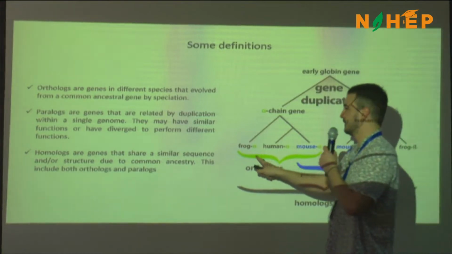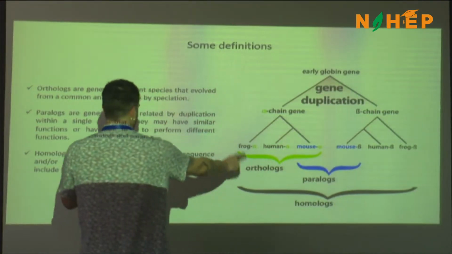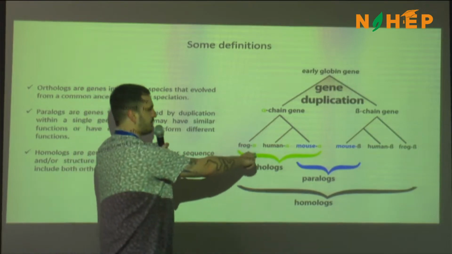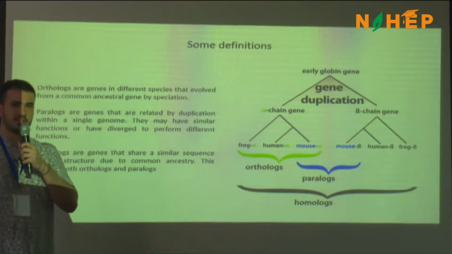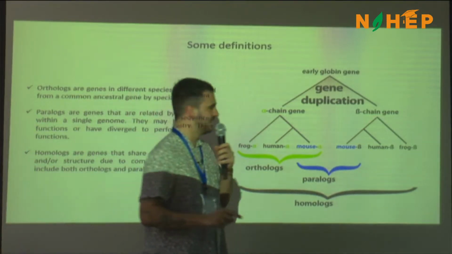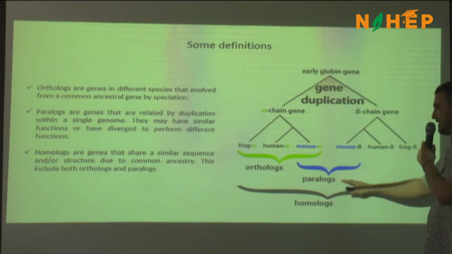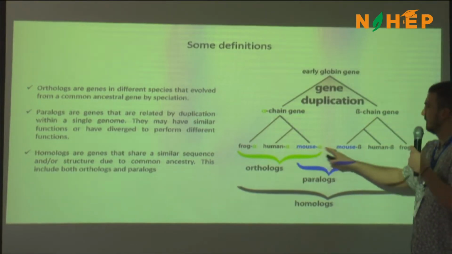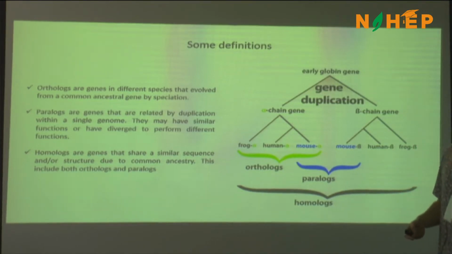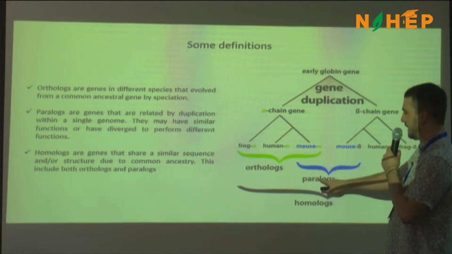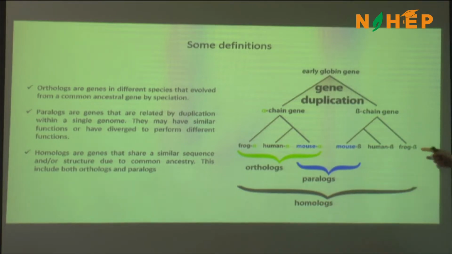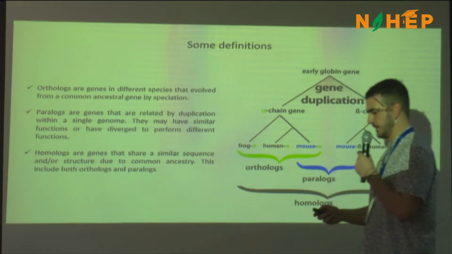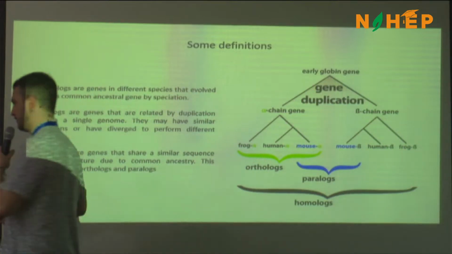So orthologs will be the genes that are in different species, but they evolved from the same ancestral gene. Then paralogs will be the genes that are within the same organism, for example here, mouse, and they are normally due to gene duplication events. And then we have homologs: paralogs and orthologs are both homologs. So homologs just wrap all of them in one concept. Okay, is everything clear? Good.